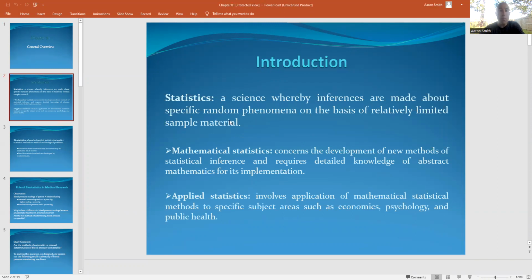All right, now mathematical statistics. This is where we are developing new methods of statistical inferences and requires detailed knowledge of abstract mathematics and its implementation. So we're taking deeper mathematical understanding of other aspects of mathematics, pulling those in to use in the realm of statistics. Now, applied statistics involves application of mathematical statistics methods to specific subject areas such as economics, psychology, public health, etc.